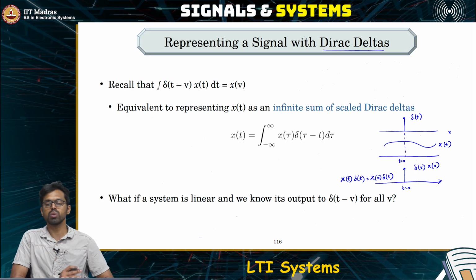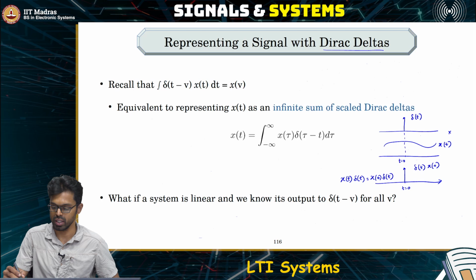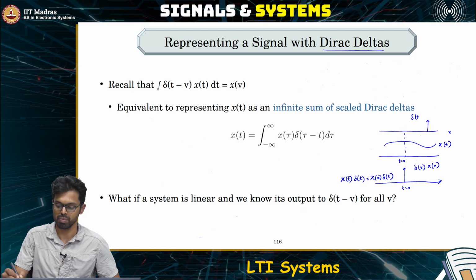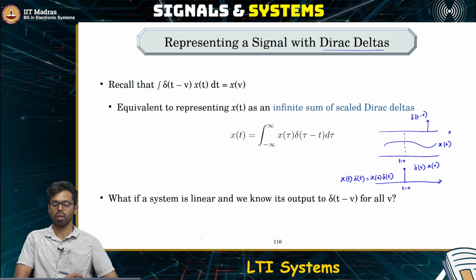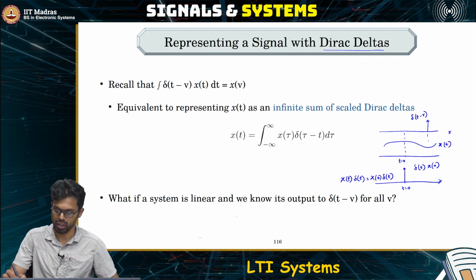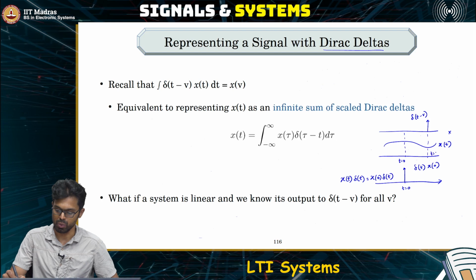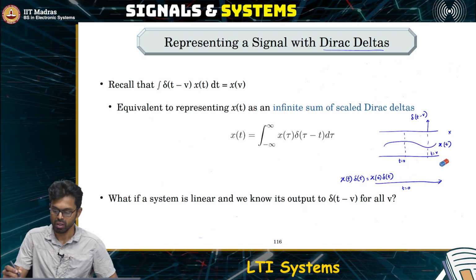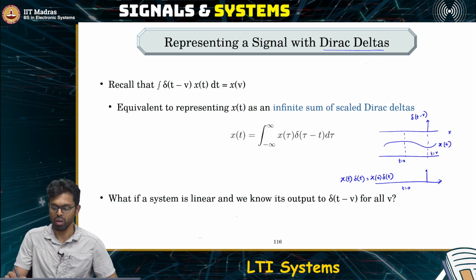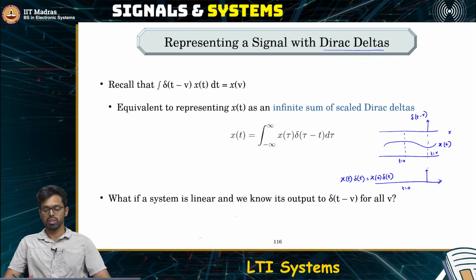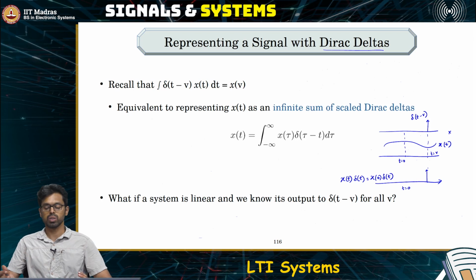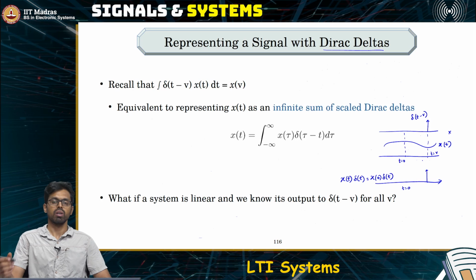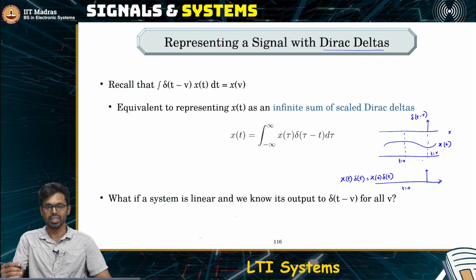Now what if we move this Dirac delta function to some other point? Let's say we move it to a different point and then multiply. Let's say this is t equal to v. Now what will be the product? The product will again be a Dirac delta function, right? Whenever you multiply a Dirac delta function with another function, the product is only a Dirac delta function. The only thing is that the area of this Dirac delta signal is going to be different.